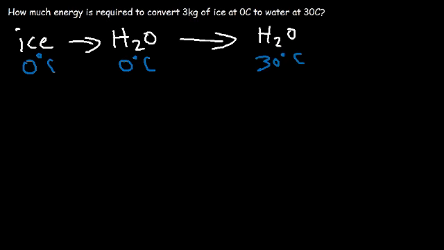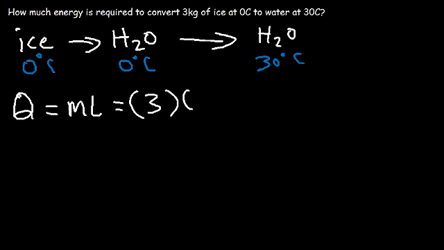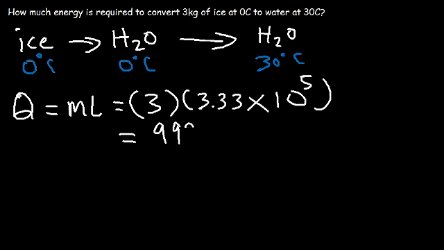By the way, you need to keep in mind that ice melts at 0 degrees Celsius and water boils at 100 degrees Celsius. Now let's see how much energy is required to simply melt ice. So we need to use the latent heat of fusion. So Q is equal to m times L. The mass is 3 kilograms, and the latent heat of fusion for ice is 3.33 times 10 to the 5 joules per kilogram. So we simply have to multiply those two numbers. And this is going to be about 999,000 joules of energy.